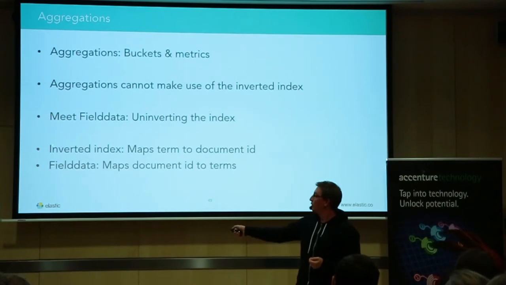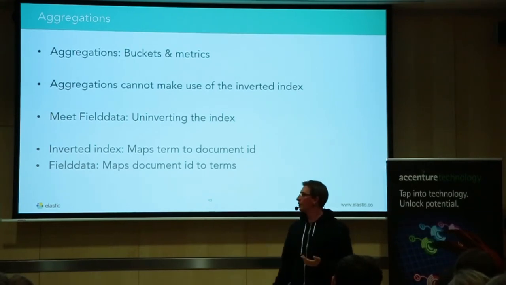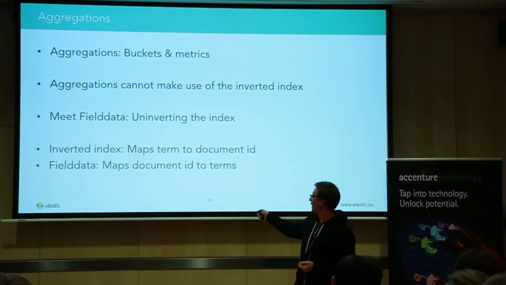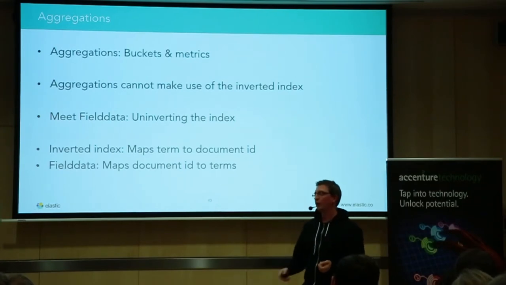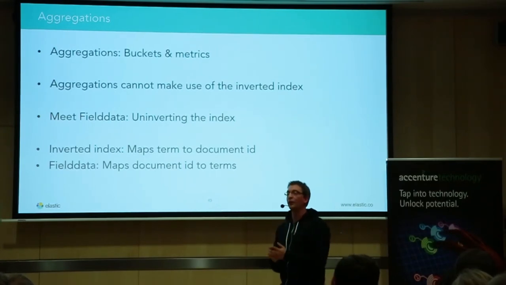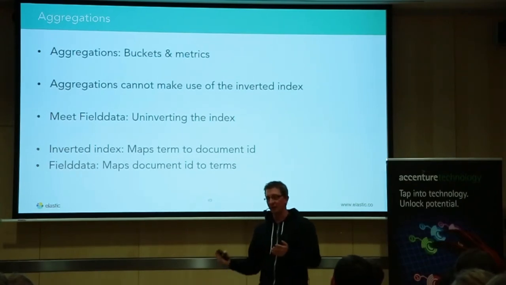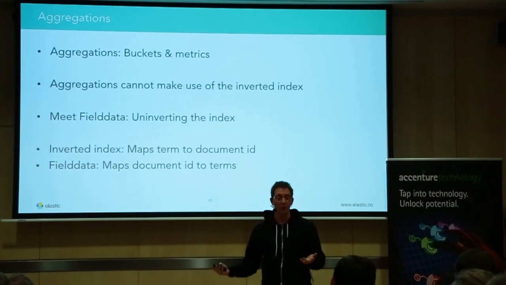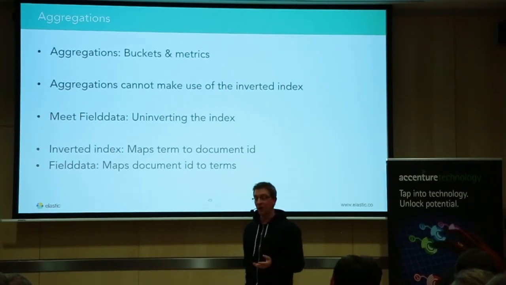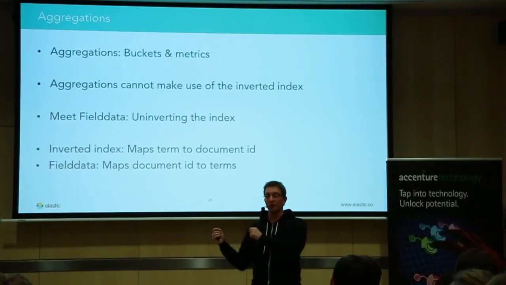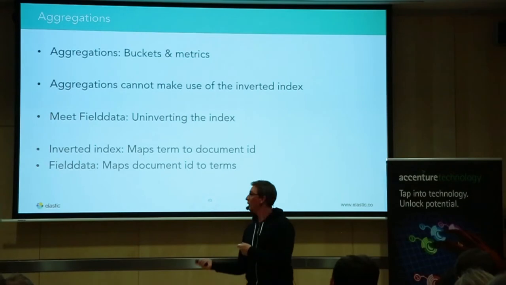When you do a full-text search, you can utilize the inverted index because you're searching for terms and getting back document IDs. But when you do aggregations, you already have those document IDs and you need to get back the original values. Imagine that you want to aggregate on the author. You know that when you search for Elasticsearch, you get back a book that contains two authors, Clinton Gormley and Zachary Tong, and then you want to aggregate on them.